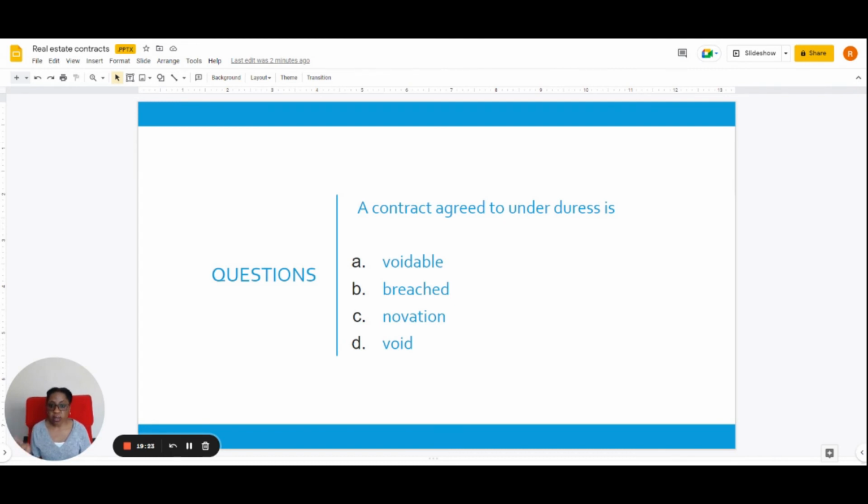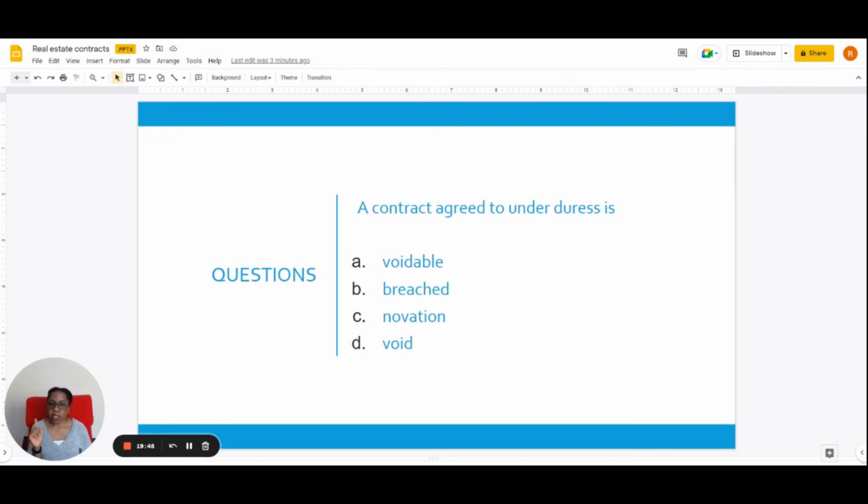So in this situation, B and C are not part of things that make the validity of a contract, right? Because we just talked about novation. Novation is when you're substituting one contract for another. Breach is when you're violating the terms of the agreement. So we're between voidable and void.